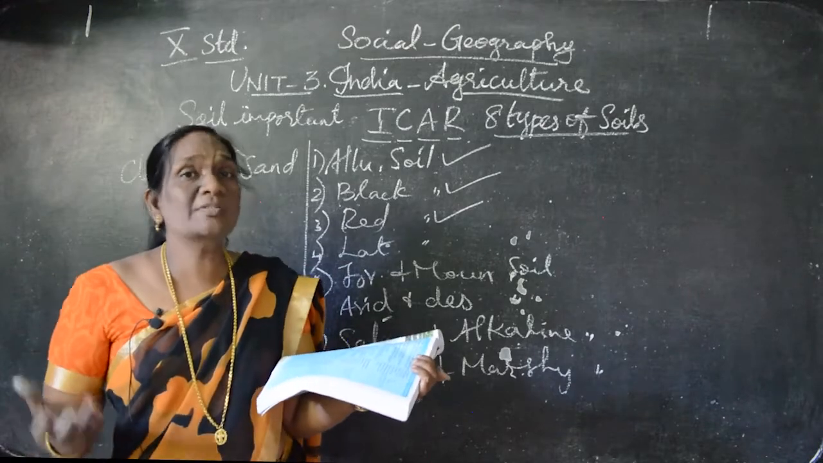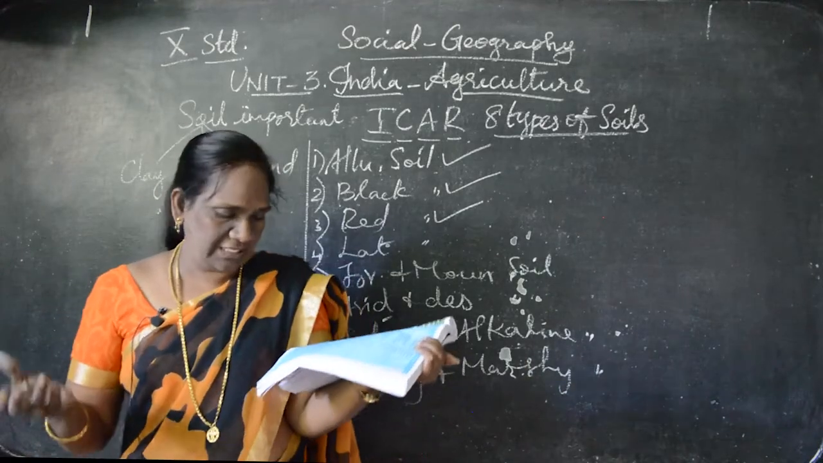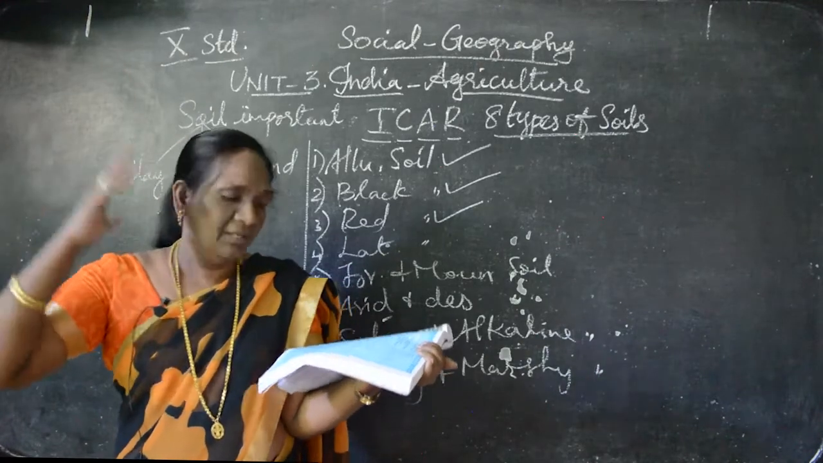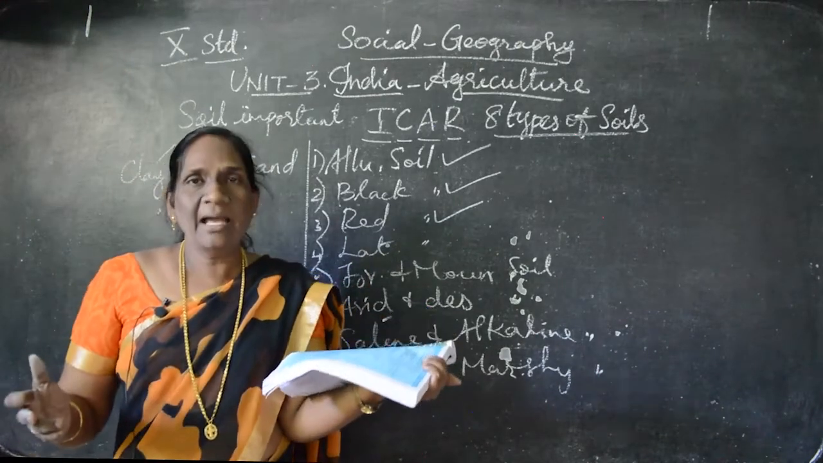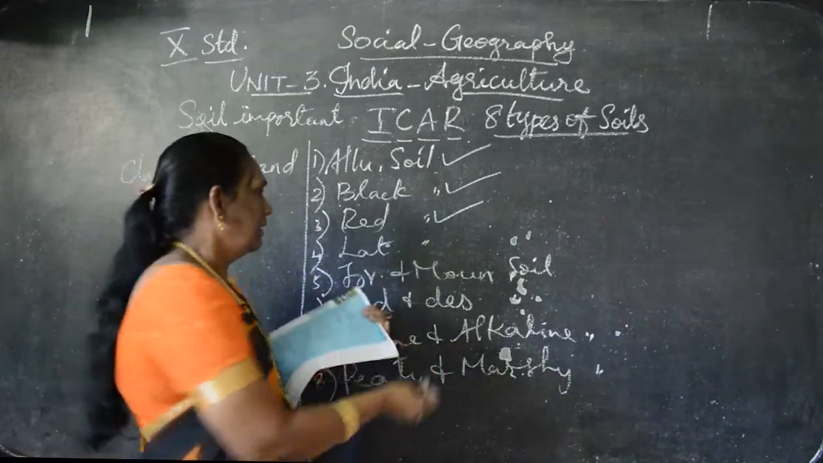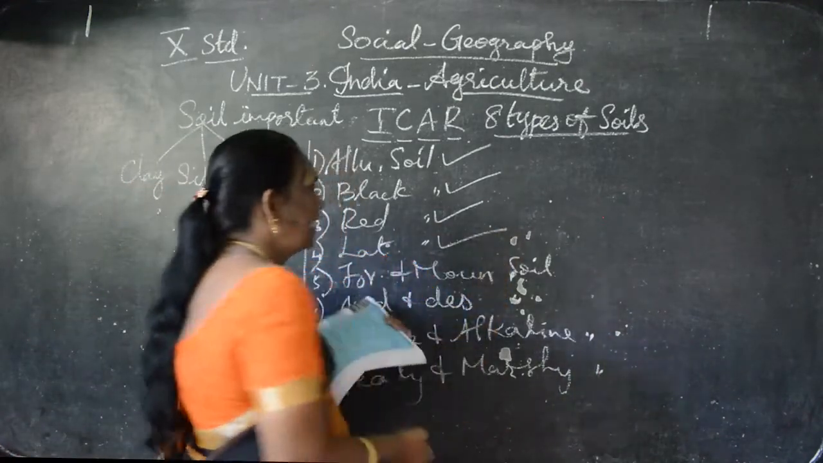What are the crops grown in laterite soil? We can see coffee because of hilly areas. So coffee, rubber, cashew nut and tapioca. These are grown well in this laterite soil.